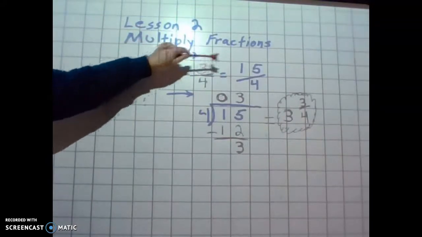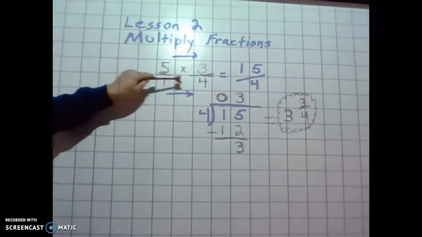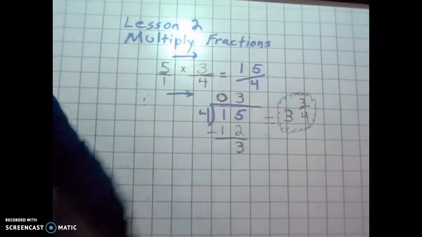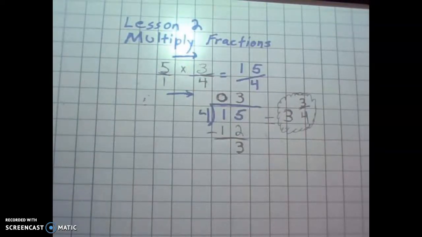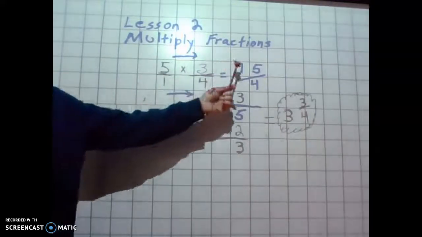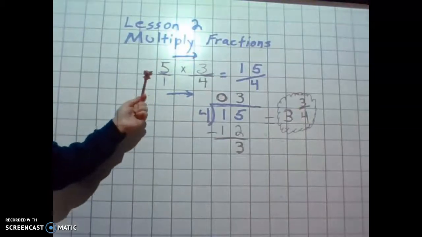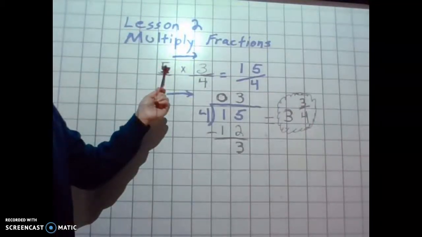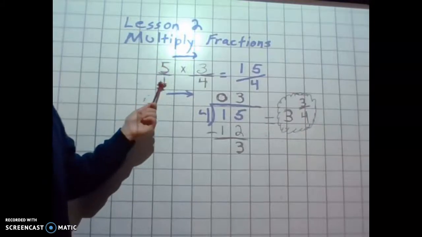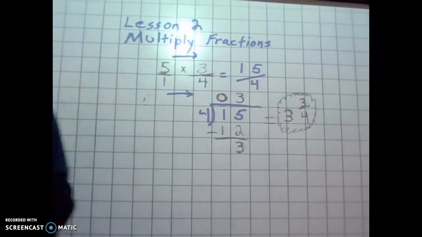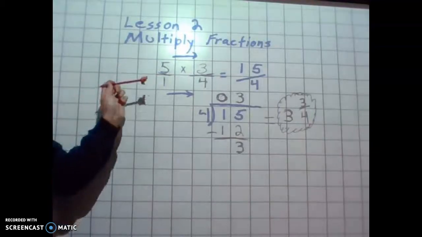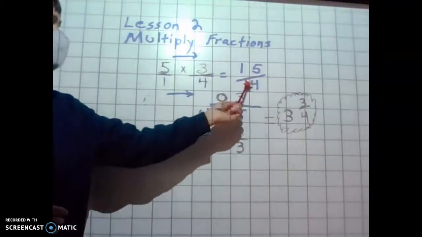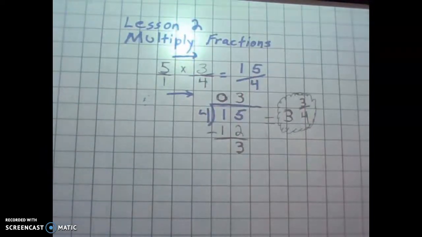5 times 3 is 15. And then 1 times 4 is 4. All right, that's your very first step, guys. Okay? This is all this chapter is about. Now, you might see where the whole number is on the right side or it's on the left side. It's going to be the same exact thing. Same thing, do the same steps, okay? If it's not a whole number and there's a number, like if it's 3/7, do the same thing. When we multiply fractions, we just multiply straight across. And then we get rid of that improper fraction by dividing.